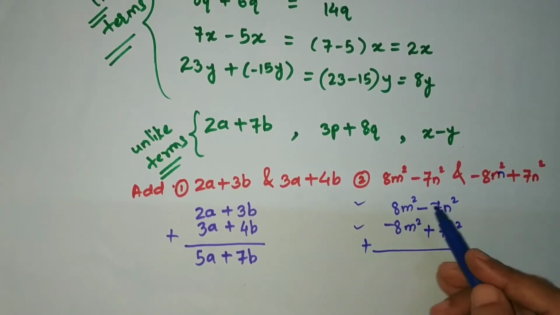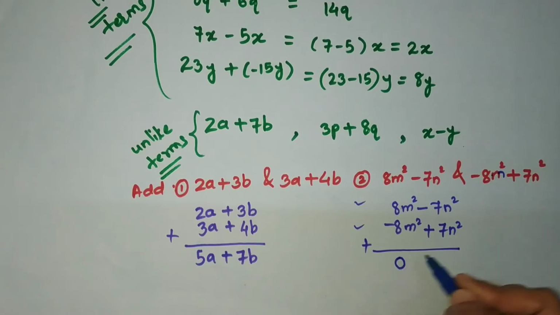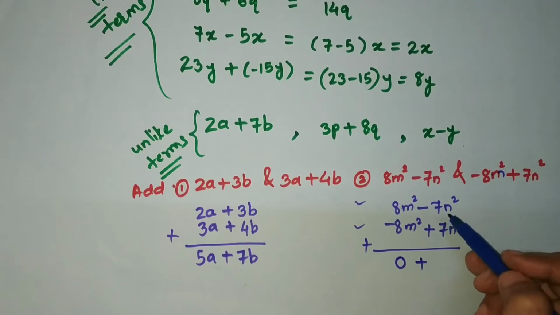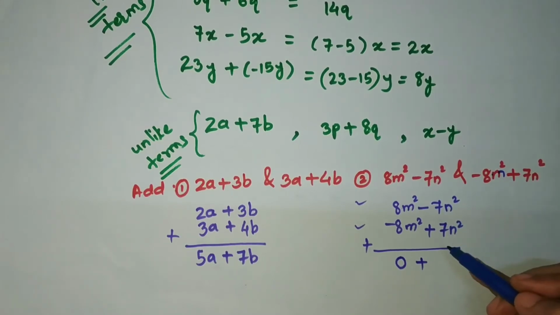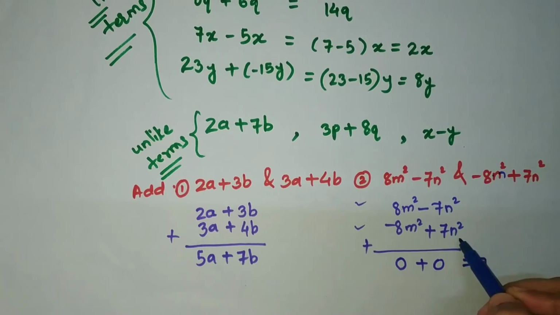So friends, for adding you can observe here is 8m square minus 8m square. So positive 8 and negative 8 will give us 0m square, and 0m square is just a 0. Plus, again we are having minus 7 and plus 7. They are additive inverse of each other, positive 7 and negative 7. So friends, you again here get a 0. So in general the final answer is 0. 0 into n square is 0. 0 into m square is 0. The final answer will get a 0.